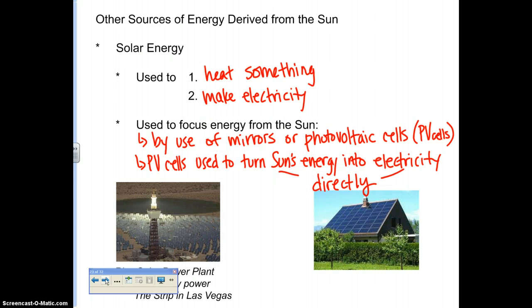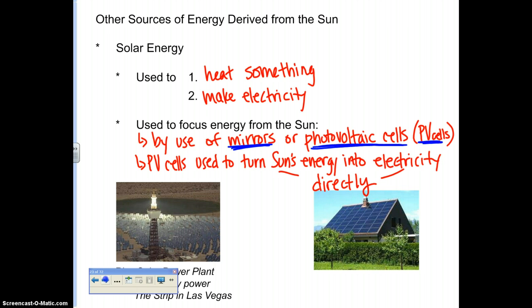Other sources include solar energy. Solar energy is used to heat something, and then by heating something, it is going to make electricity. It's used to focus energy from the sun. How does it do this? It uses mirrors or photovoltaic cells. Photovoltaic cells are abbreviated PV cells.